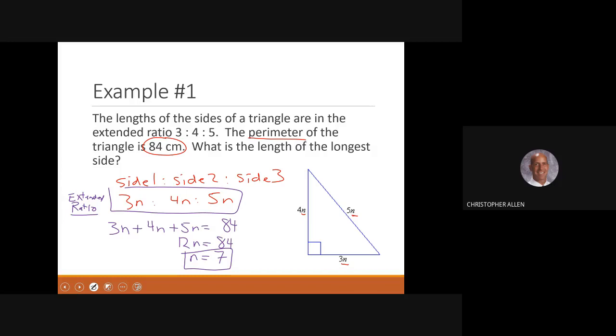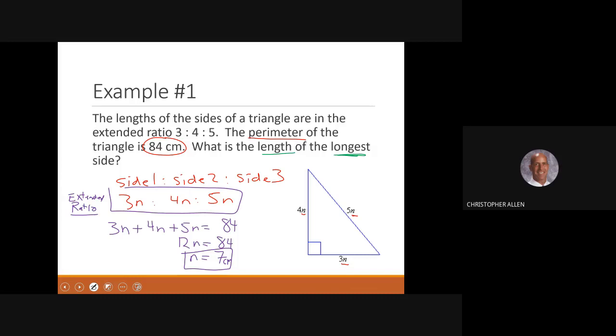So, question. Is that the answer to my problem? 7 centimeters. No, you still have to multiply 3, 4, and 5 by the 7. Yeah, that's right. In fact, in this case, I can do all of those. In fact, we will. But remember, in this example, the question is, what's the length of the longest side? So let's go ahead and find that first, and then we'll go on and find all of them.